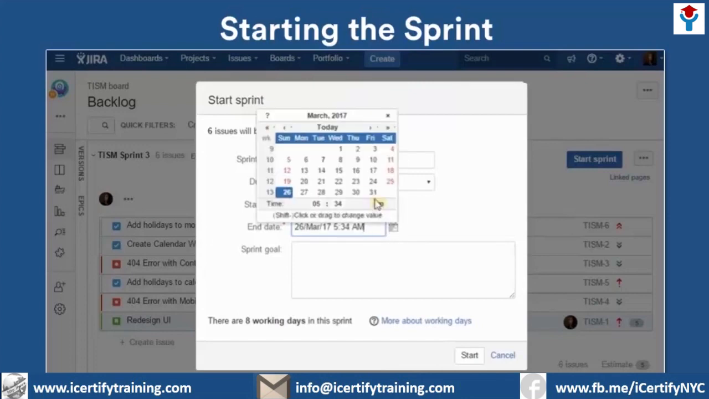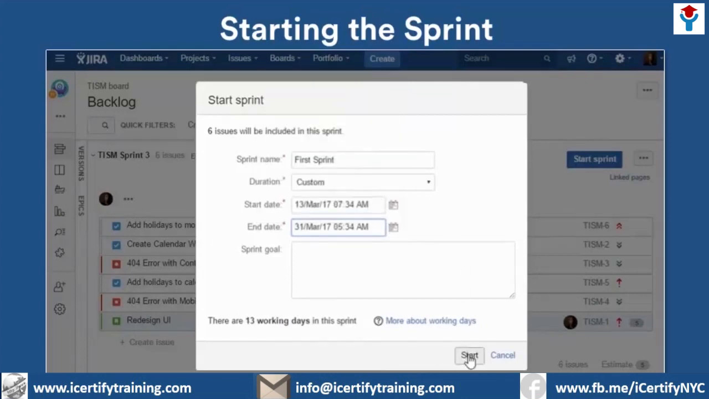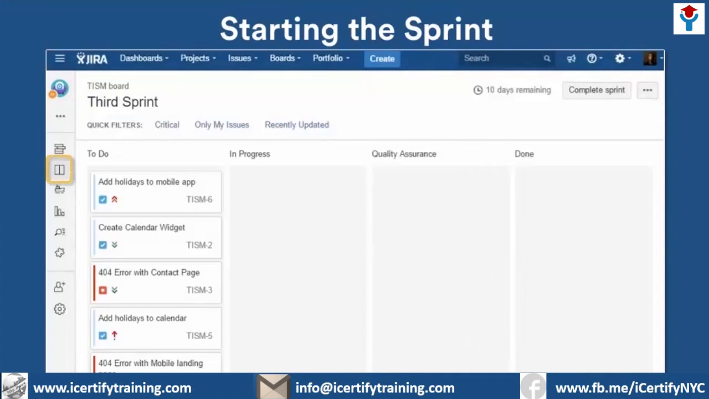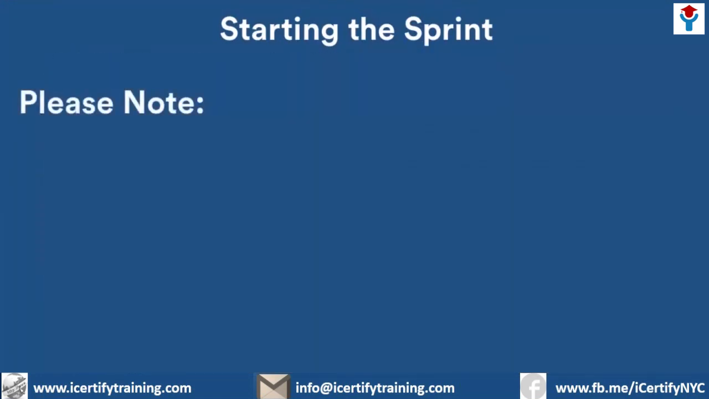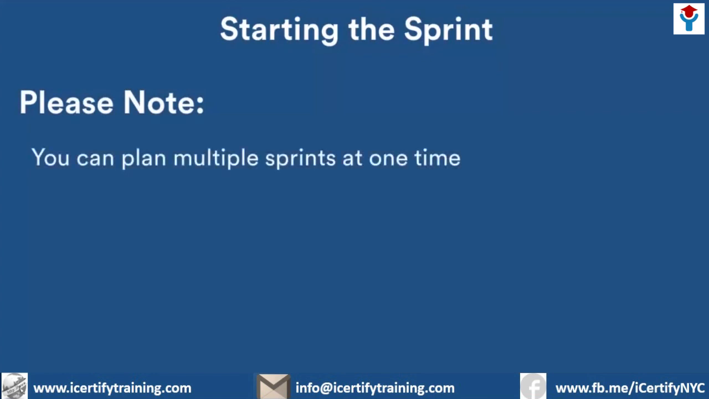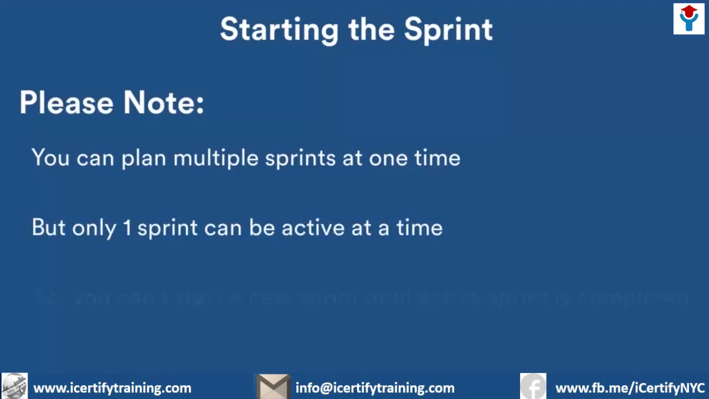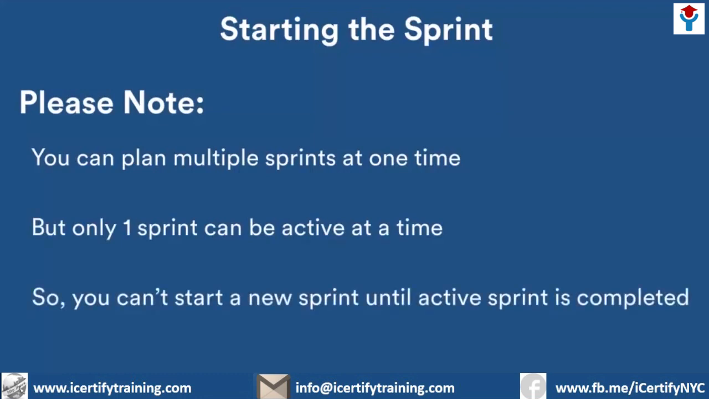Once you do, you'll be taken to the Active Sprints board, where you'll find your new Active Sprint backlog. Please note that while a sprint is active in the Active Sprint section, you can still plan subsequent sprints in the backlog section, but you won't be able to start a new sprint until the active sprint is completed.